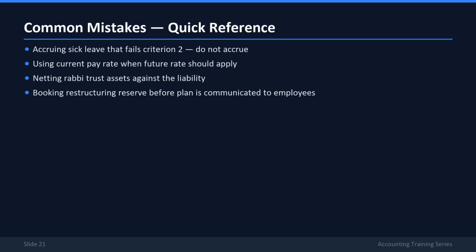As a quick reference, here are the 4 most common mistakes seen in practice. First, accruing sick leave that fails Criterion 2 because it is forfeited on termination. Do not accrue when Criterion 2 fails. Second, using the current pay rate instead of the expected future rate for vacation measurement. Third, netting the rabbi trust asset against the deferred compensation liability instead of showing them gross. And fourth, booking a restructuring reserve before the termination plan has been communicated to employees. Avoiding these 4 mistakes eliminates the majority of ASC 710 audit findings.